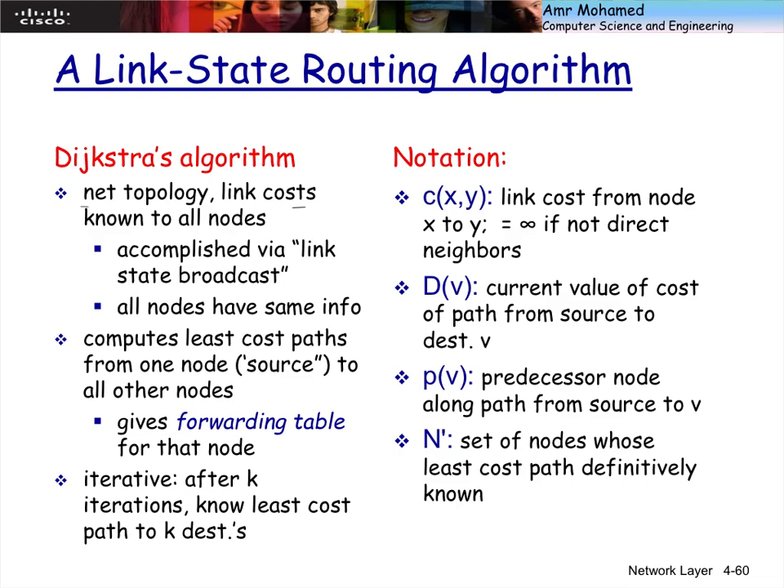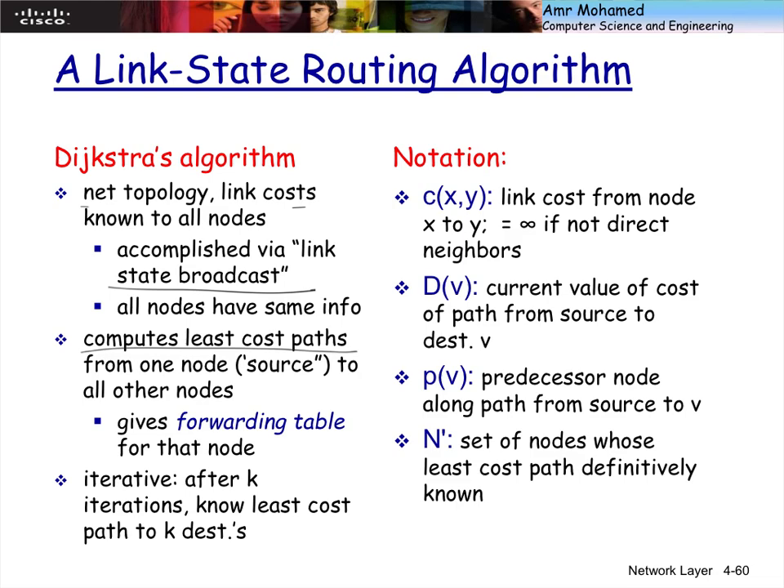Okay? So we accomplish this through a state broadcast or flooding to the entire network. So all nodes have the same information, supposedly. Once we flood the states of all the links, all the routers are synced. They have an identical link state database. Okay? So we compute the least cost path from one node to all the other nodes. We call this the shortest path tree.